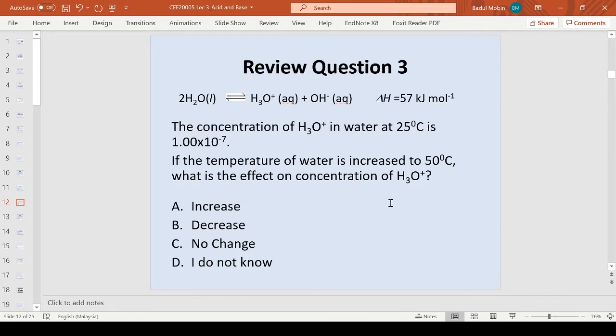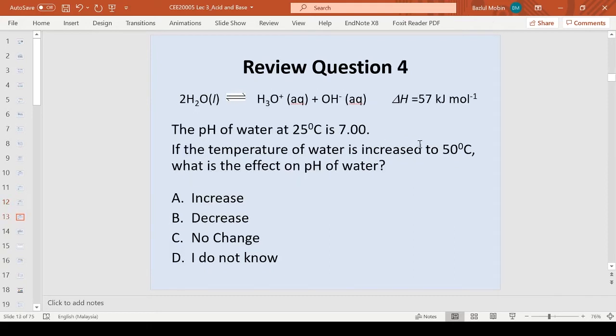For number 3, it says what is the effect on the concentration of hydronium ion if the water has a hydronium ion concentration of 10⁻7 at 25 degrees and the temperature increases. So far we have seen for 1 and 2 that an increase of temperature increases the hydronium ion concentration and hydroxyl ion concentration. So of course the hydronium ion concentration will also increase.